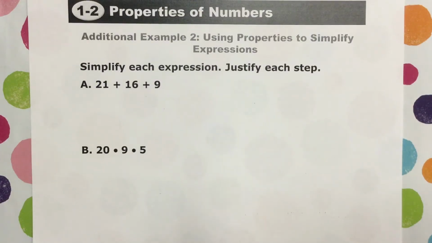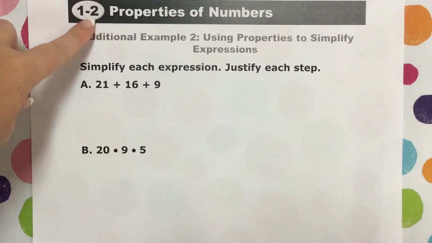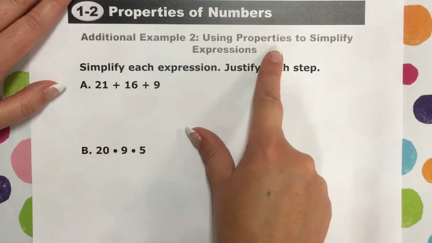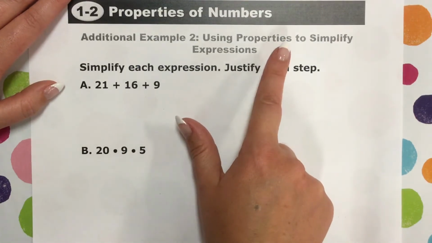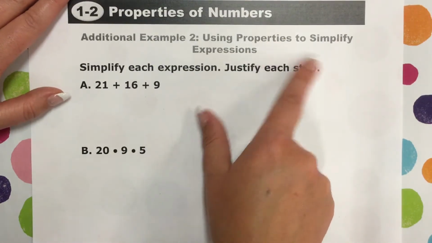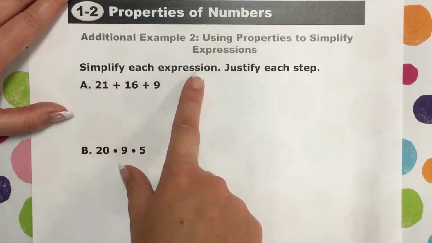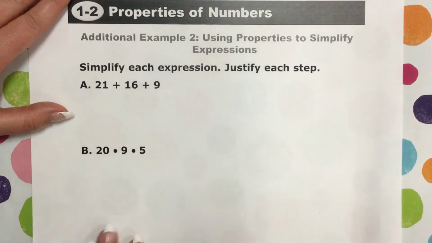Hey everyone, we are back with Chapter 1, Lesson 2, and we're talking about example number 2. So we're going to be using the properties that we just discussed, the commutative, associative, and identity properties, to simplify the expressions. So we're going to simplify each expression and then justify each step.